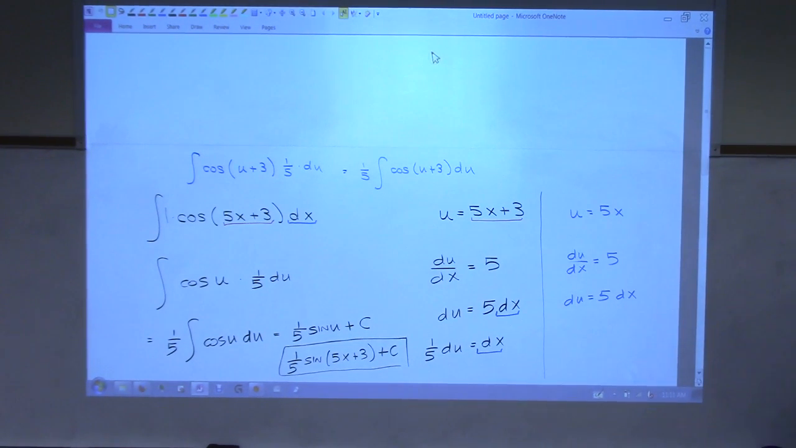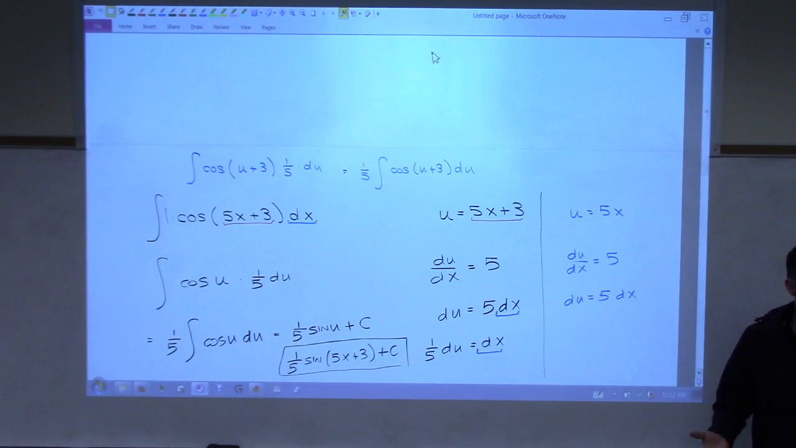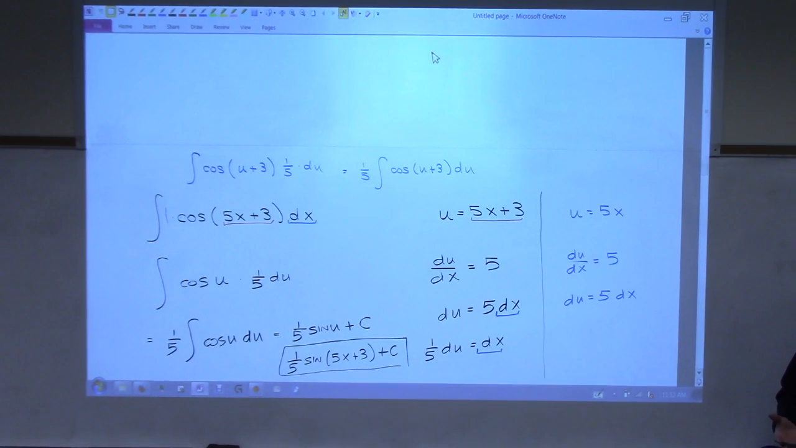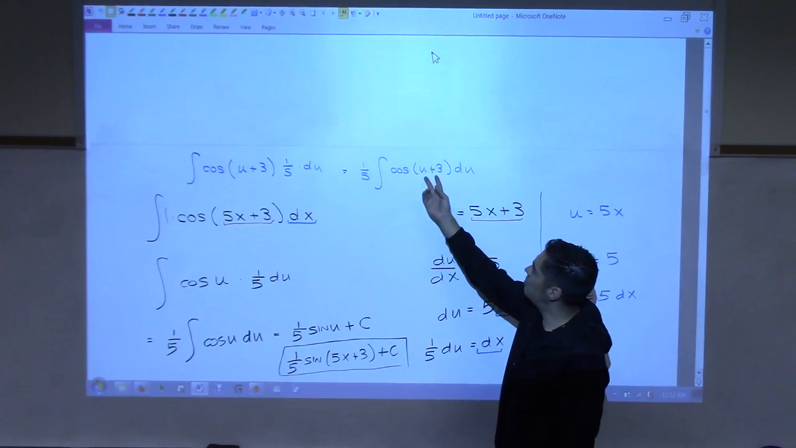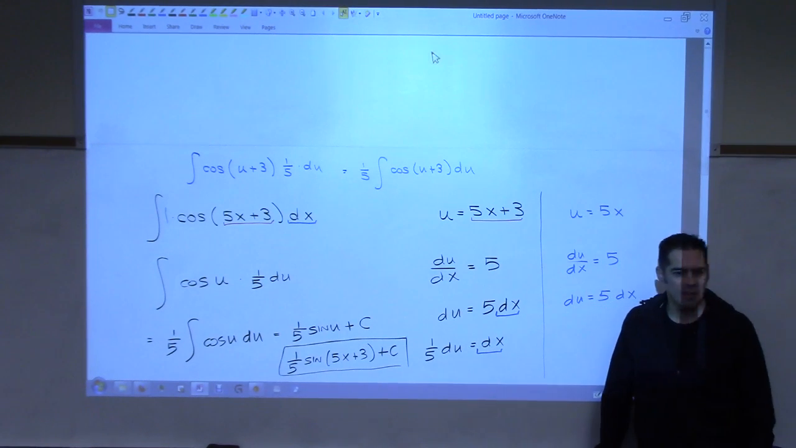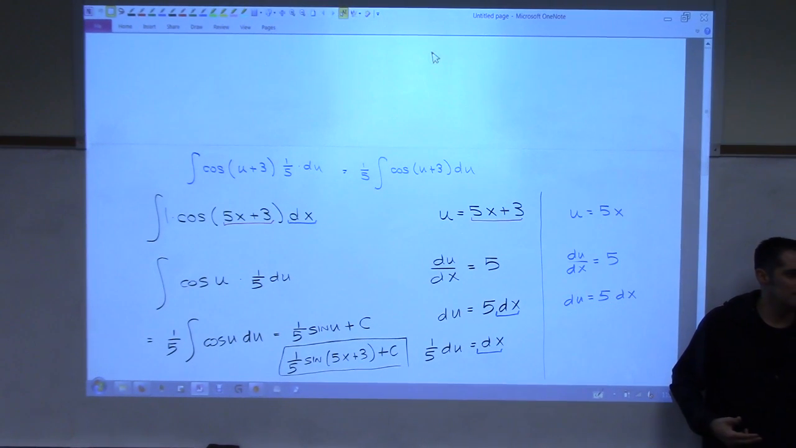Now, you're not done, because you're kind of back in the same situation. You're still trying to figure out what the antiderivative of this is, right? This whole thing. You have u plus 3 in there. You would need to do another substitution now.